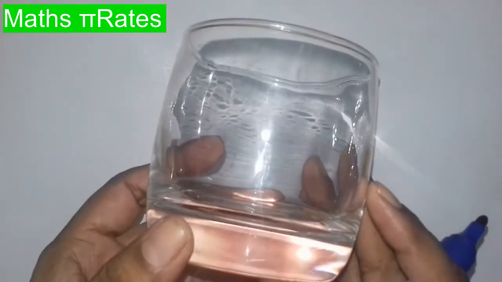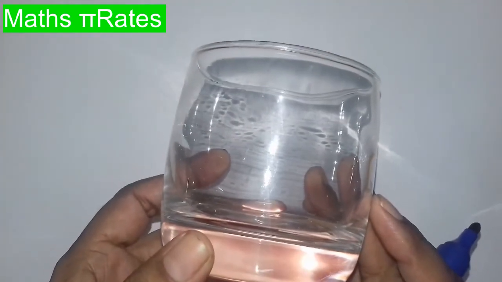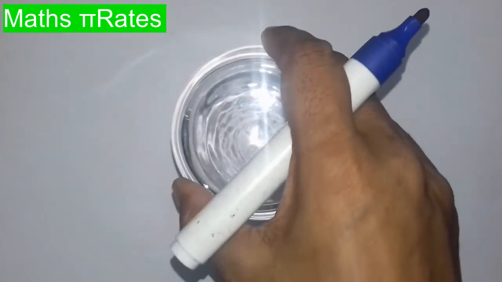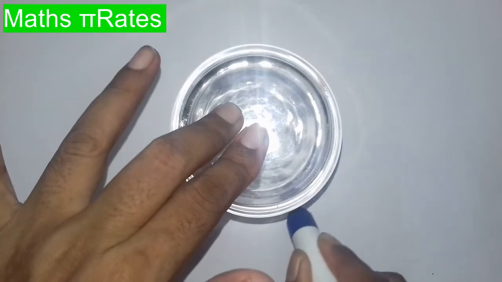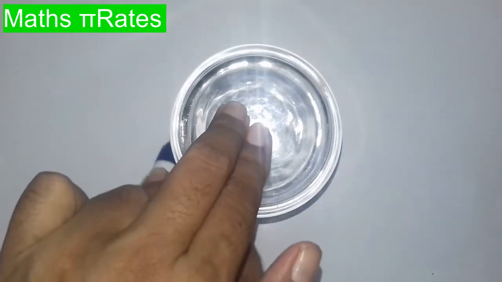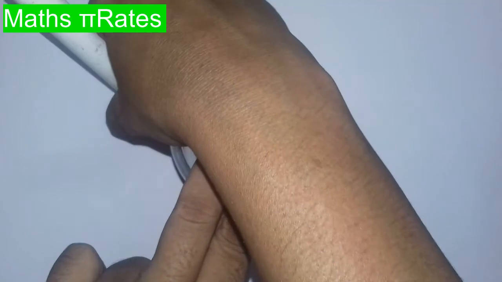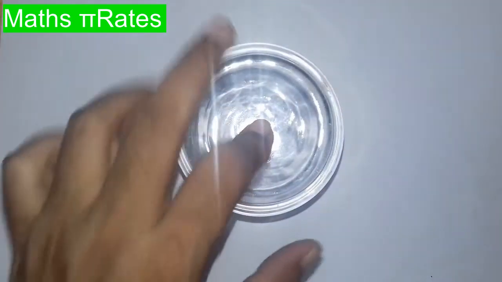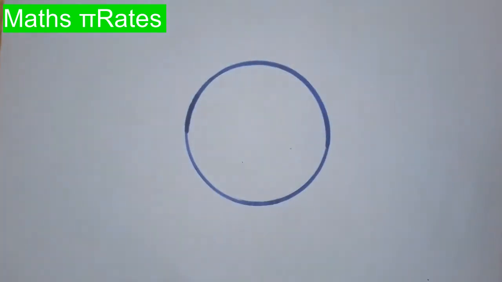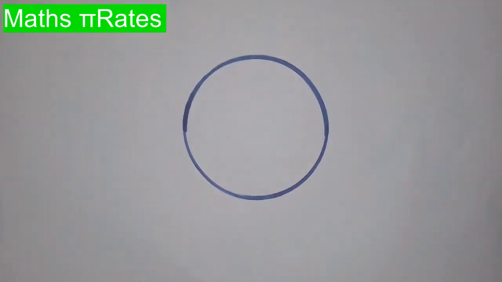This is a glass. Now we will trace it. After tracing, which shape we will get here? It's a circle. Circle is made up of curved line.